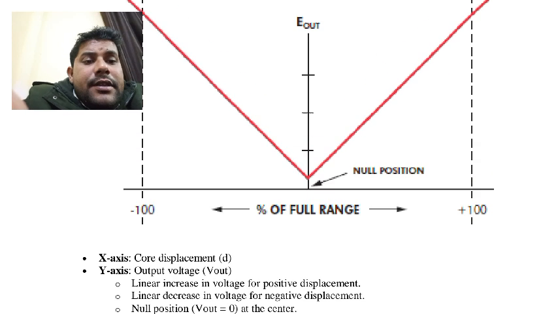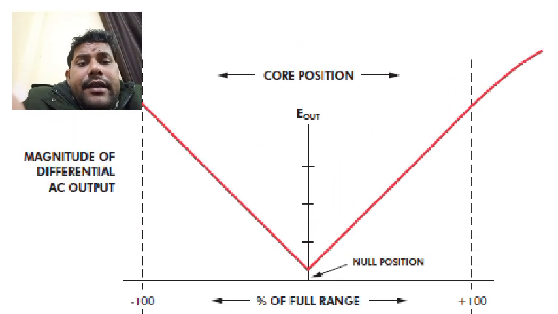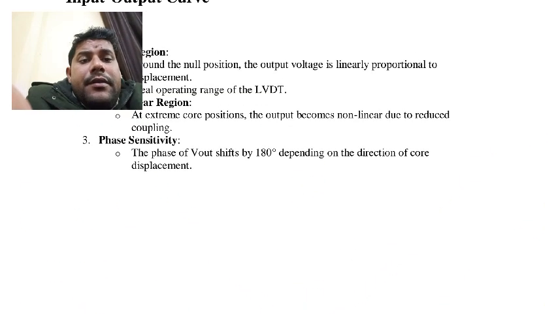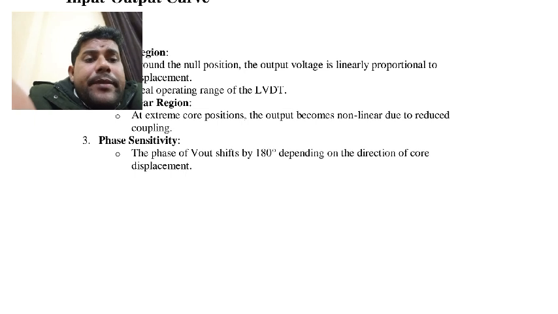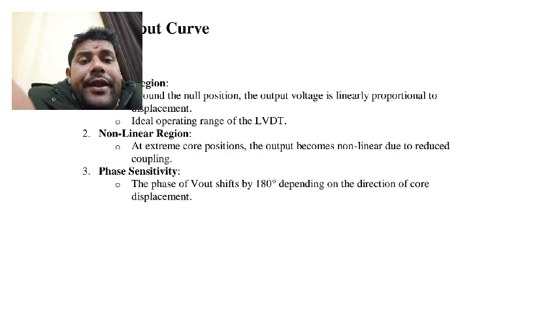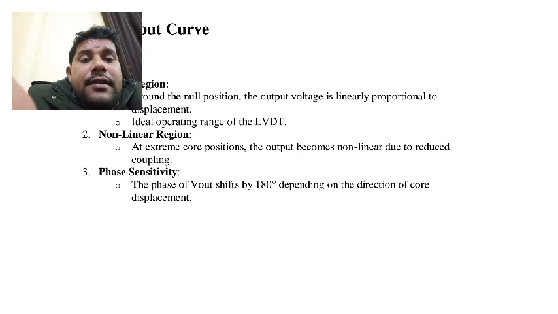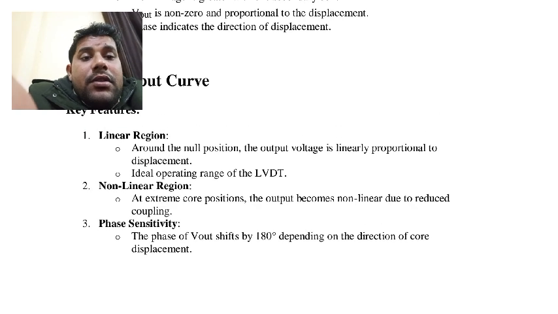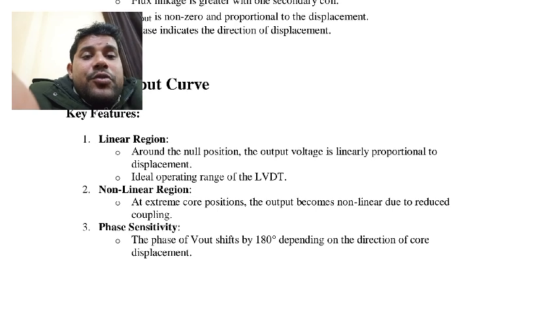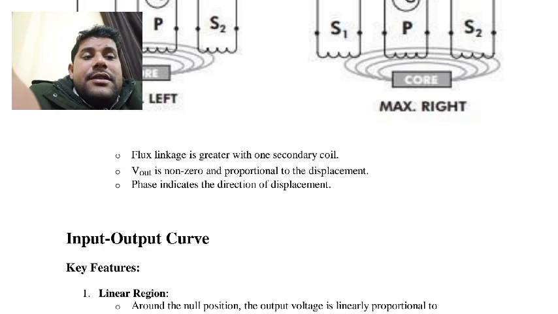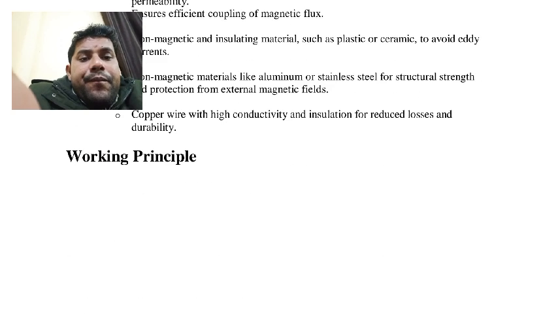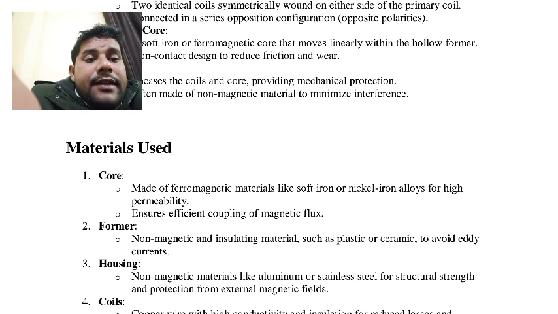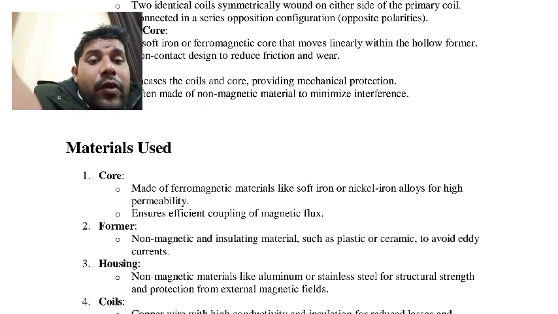So this is the diagram of the differential transformer output. Phase sensitivity: the phase of the output reverses depending on the direction of core displacement. At extreme core positions, the output becomes non-linear due to reduced coupling. In the linear region around the null position, the output voltage is linearly proportional to displacement. This is the ideal operating range. Material used: the core is made of ferromagnetic material like soft iron, nickel alloy, with high permeability.